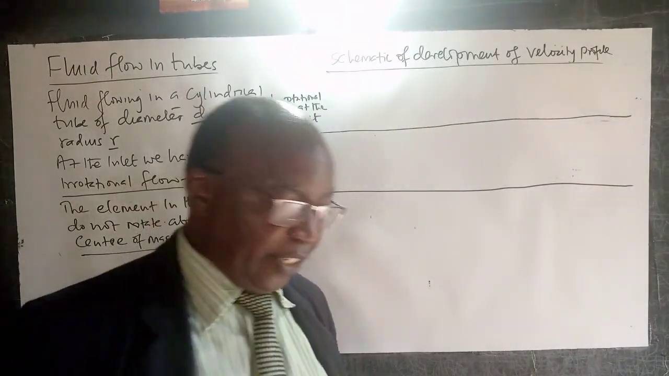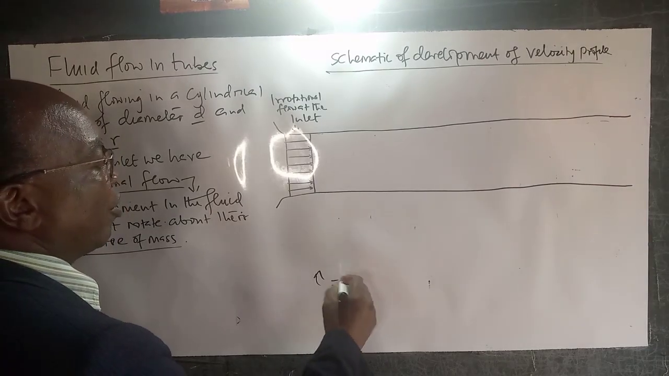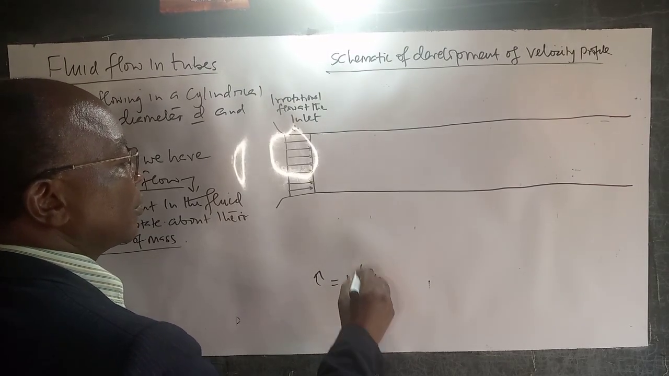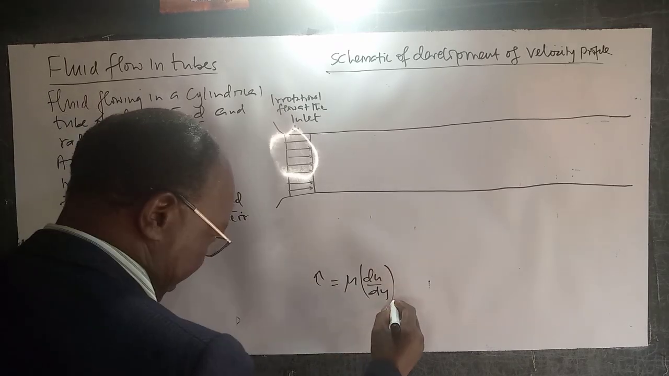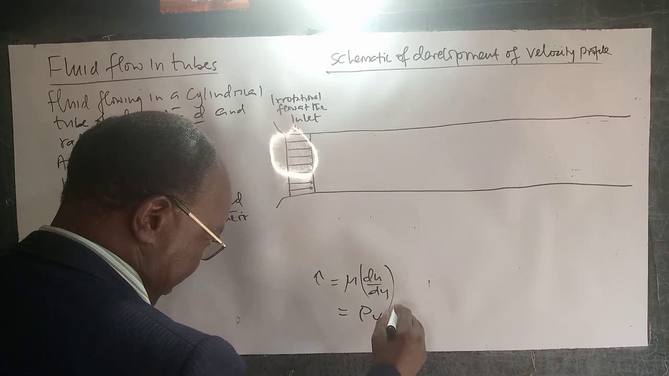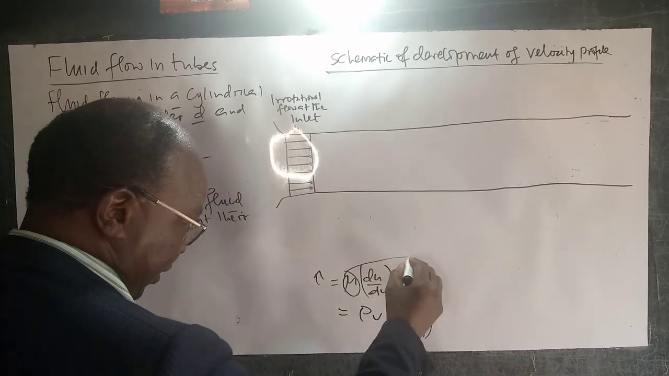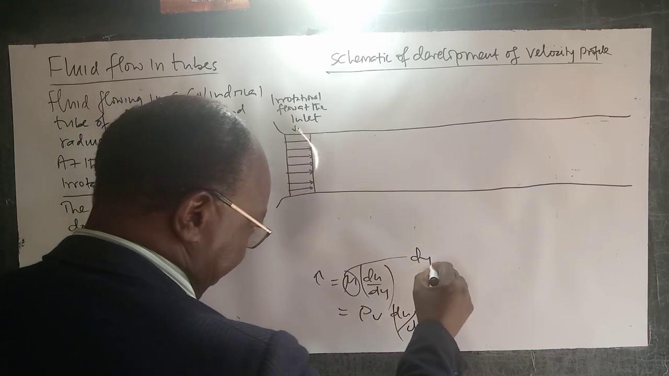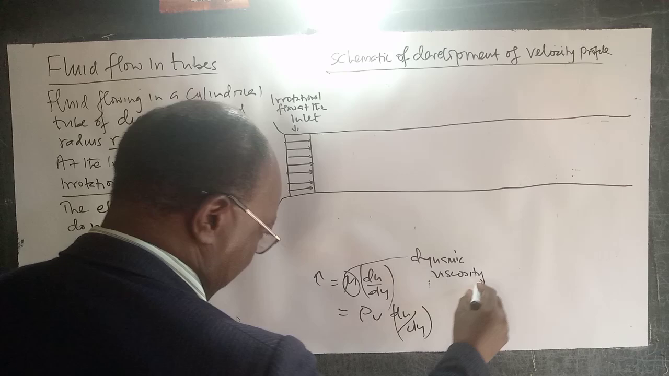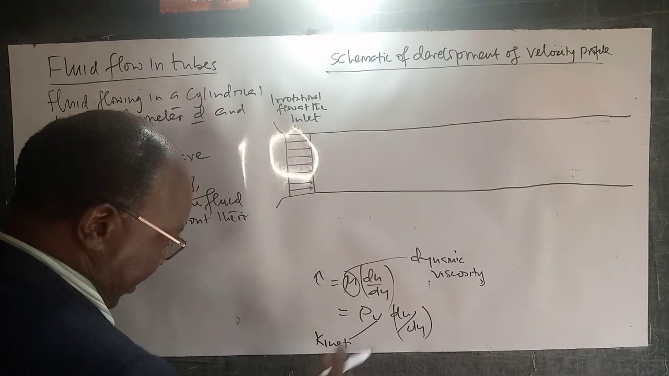And don't forget the shear stress. We had already said tau for shear stress in general is mu du dy, and of course that is also the same as rho nu du dy. Don't forget that. Always remember that. where mu is dynamic viscosity, and here nu is kinematic viscosity.